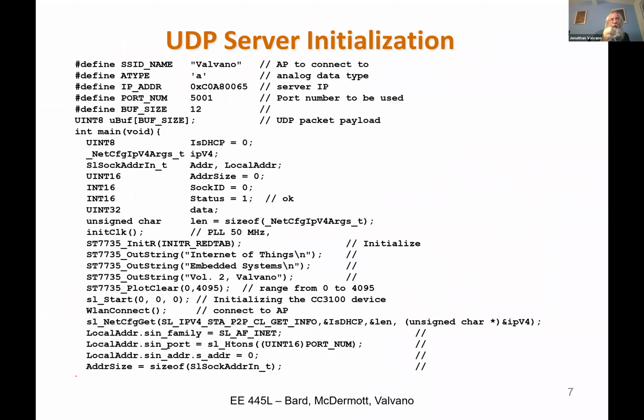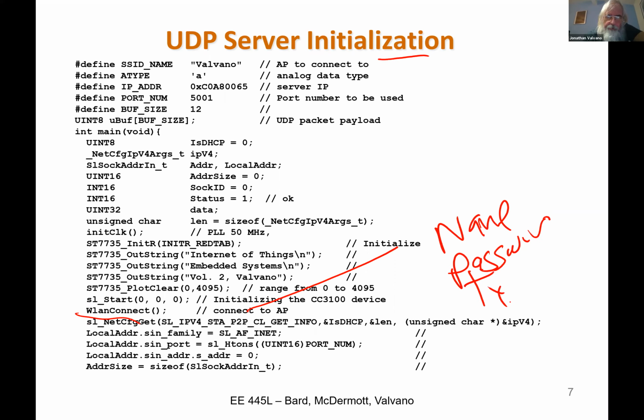And then the server is a little bit more complicated. Well, not really. It's more complicated because it's going to output to the display. But it does the same sort of thing. It has to connect to the access point, which is here, and which again contains the name, the password, and the type. It is not going to send data, so you'll see that it has a port but no address.